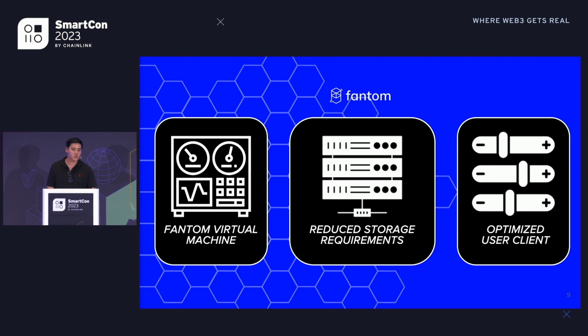Further on, we're also optimizing the user client, or what we call the Go Opera client. The Opera mainnet is the mainnet of the Fantom network, and Go Opera is basically the Golang implementation, or the client that connects you to that blockchain.